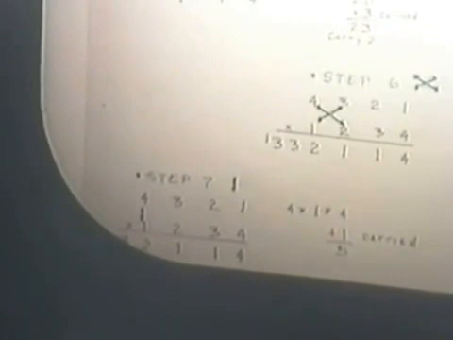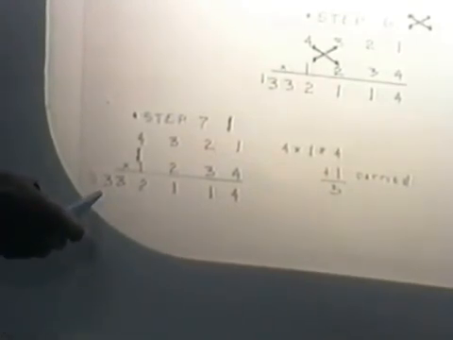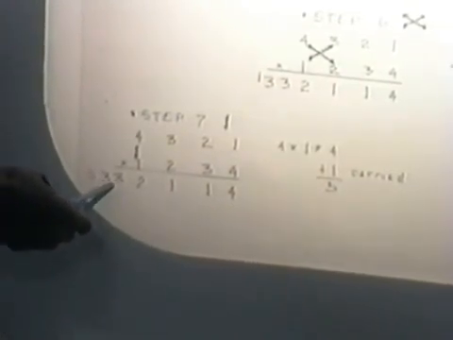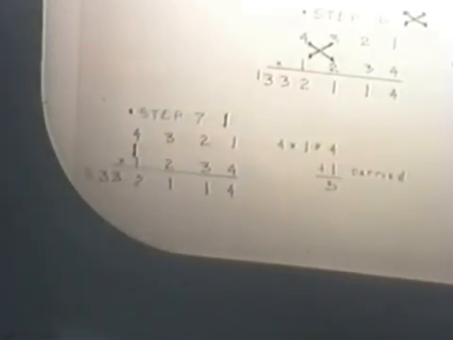So the answer to our problem is this. Move it up some so you can see it. The answer to our problem is 5,332,114. That's 4-digit multiplication.